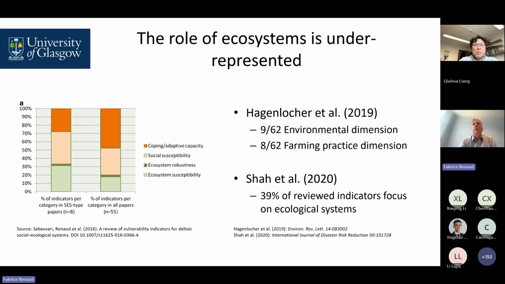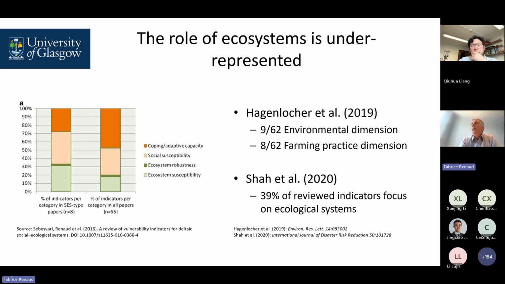And a smaller fraction of these indicators covered the ecosystem component, such as the ecosystem robustness and the ecosystem susceptibility. And this is the column on the right, but the column on the left, where you see perhaps more prominence of some of the ecosystem-related indicators, was from 8 papers that focus specifically on social ecological systems. So you would have expected to have more indicators on the ecological component in these papers. But even in these ones, there was about 33% of indicators that were on ecosystems.